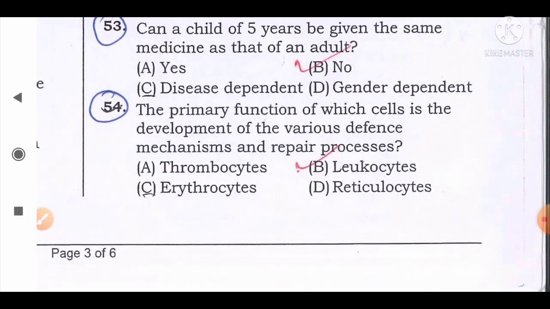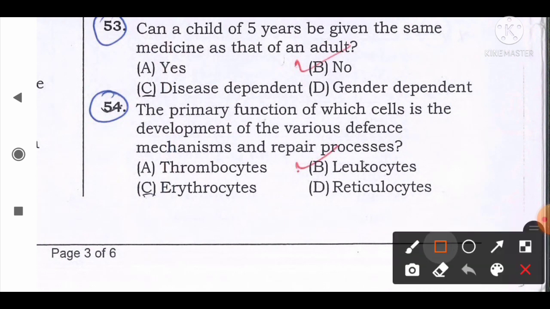Move to the next question, number 54. The primary function of which cell is the development of various defense mechanisms and repair processes? Option A. thrombocytes, B. leukocytes, C. erythrocytes, D. reticulocytes. And the correct answer for this question, it is the function of leukocytes. So option B, leukocytes is the correct answer, that is B cells and T cells. So option B is the correct answer for this question.